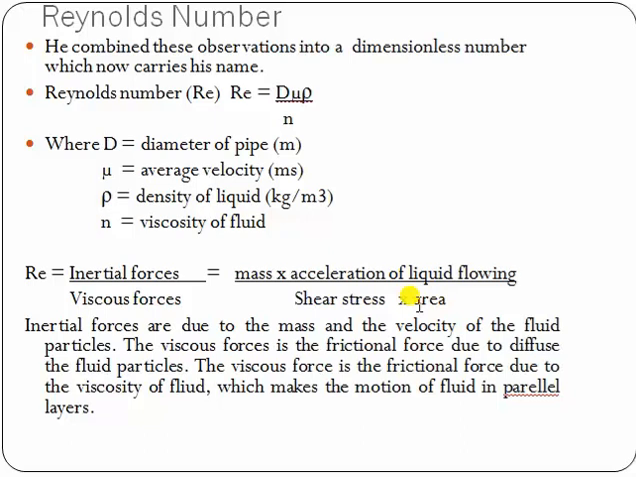Now what will happen? From laminar to turbulence, the viscosity will decrease, but the acceleration of fluid, that is the average velocity, the density of liquid and the diameter of pipe will be in an increasing position. Only the viscosity of the liquid will decrease. So this is explained by Reynolds number.